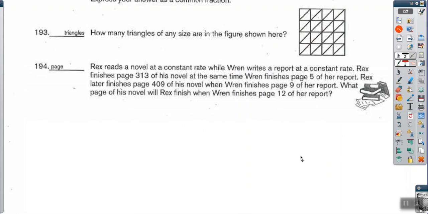All right, so Rex reads a novel at a constant rate while Ren writes a report at a constant rate. Rex finishes page 313 of his novel at the same time Ren finishes page 5 of her report. Rex later finishes page 409 of his novel when Ren finishes page 9 of her report. What page of his novel will Rex finish when Ren finishes page 12 of her report?